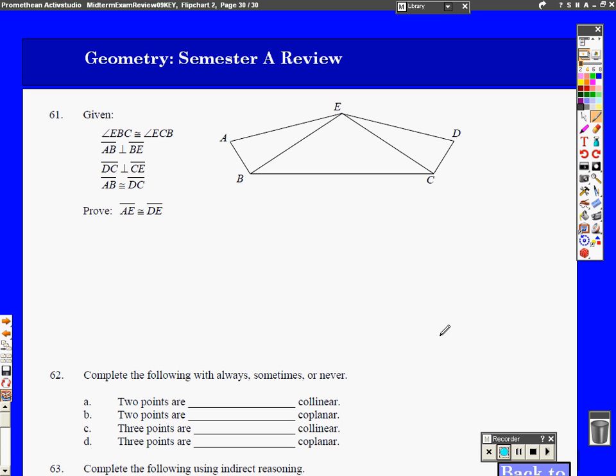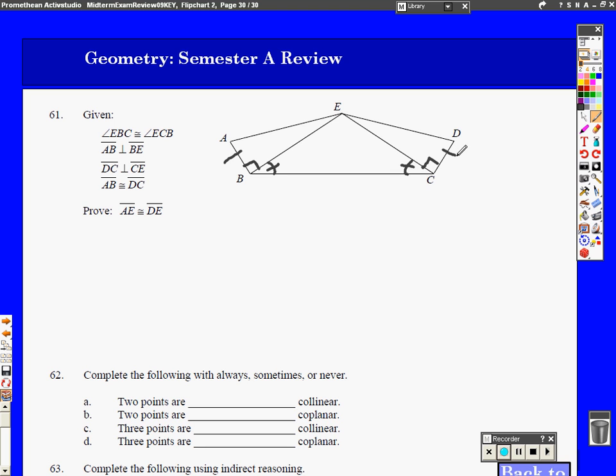Okay, number 61 is another proof. So I'm going to label on the diagram everything that they gave me to begin with. We know that angle EBC is congruent to angle ECB. We know that AB is perpendicular to BE. We know that DC is perpendicular to CE. And we know that AB is congruent to DC.